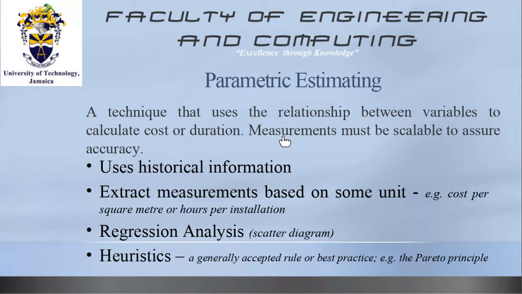There is also what is known as regression analysis that is used in parametric estimating. Now, regression analysis employs the scatter diagram technique. There are also heuristics that are used. A heuristic is just a highfalutin term to describe that which is generally accepted as a rule or a best practice. For example, we may have heard about the Pareto principle or the 80-20 rule, which generally is an application of heuristics, right?